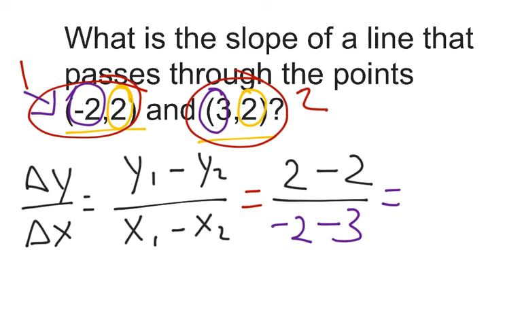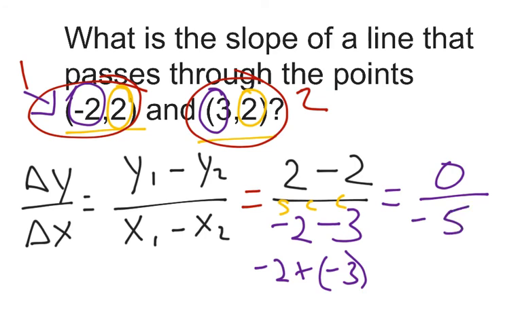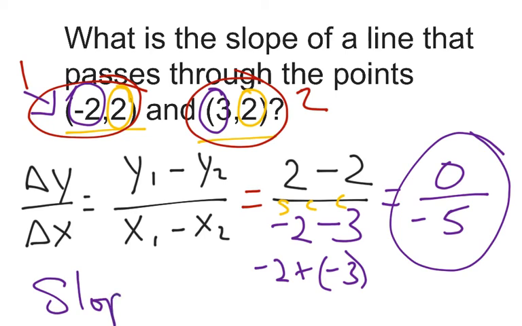Well, the numerators are hopefully very easy for you. 2 minus 2 is 0. -2 minus 3. Remember our same change rule when subtracting negatives? This is the same as -2 plus, change the subtraction to plus, and change the +3 to -3. So 2 negatives plus 3 more negatives is -5. Now, this, of course, is a slope of 0 over -5, which means that my slope is just 0.